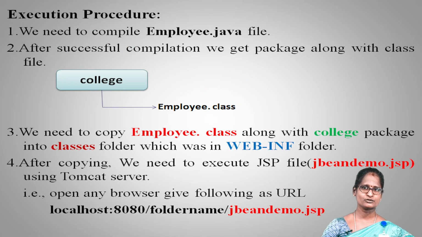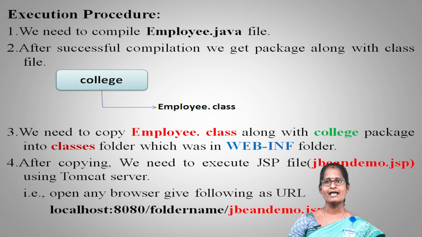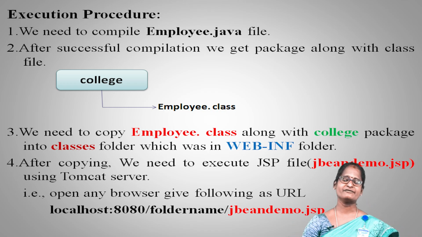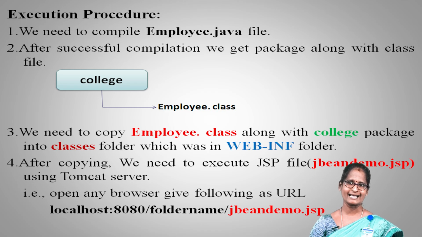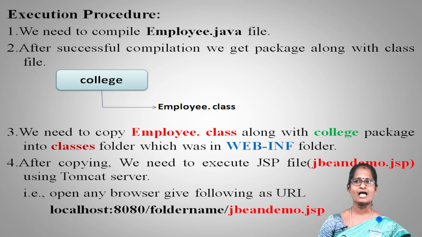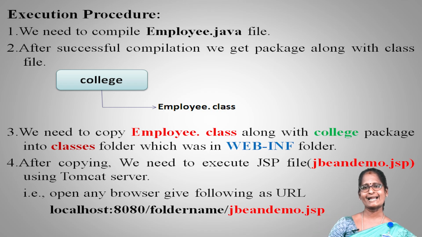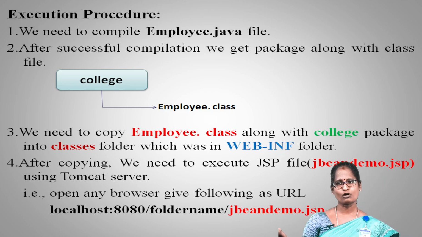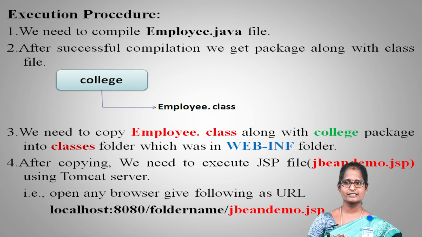The execution procedure, how to execute the JSP file. We need to compile the Java file. After successful completion, we get the package along with the class file, that is, the name is college. We need to copy employee.class file along with the college package into the classes folder, which was in the WEB-INF folder. After copying, we need to execute the JSP file, that is jbindemo.jsp, using Tomcat server.